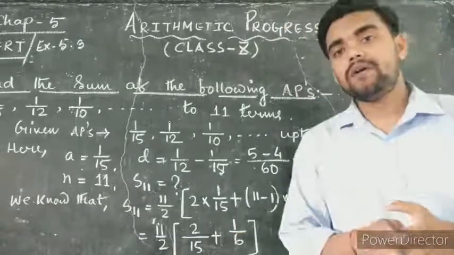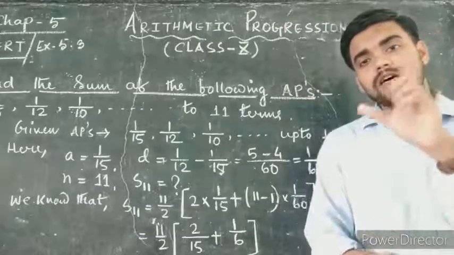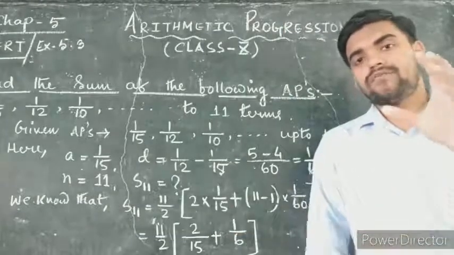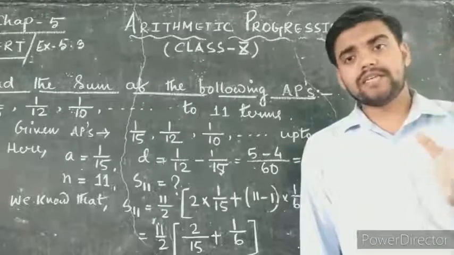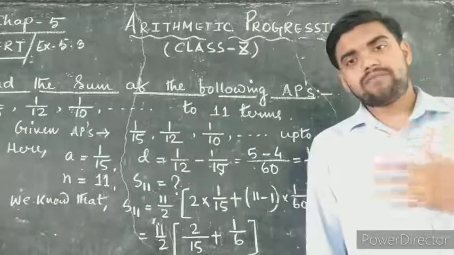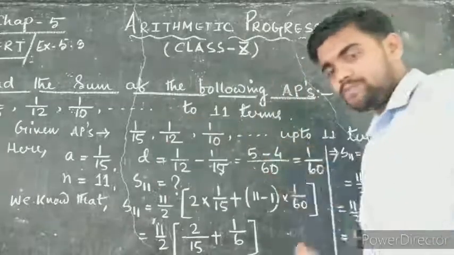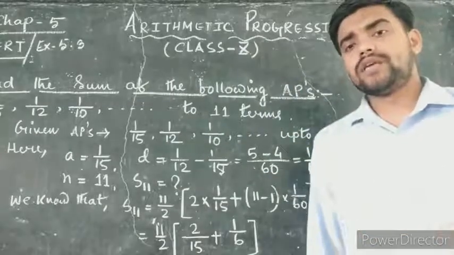I hope all of you understood this particular point. If the first term is given, the common difference is given, and the number of terms is given, then how do we find the sum of n terms? So this is the procedure. I hope all of you understood.